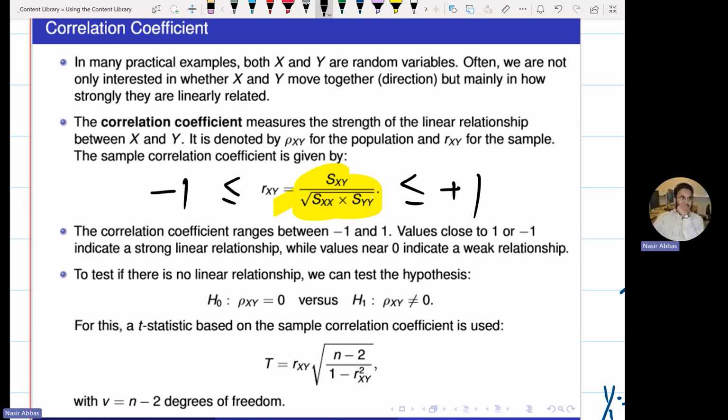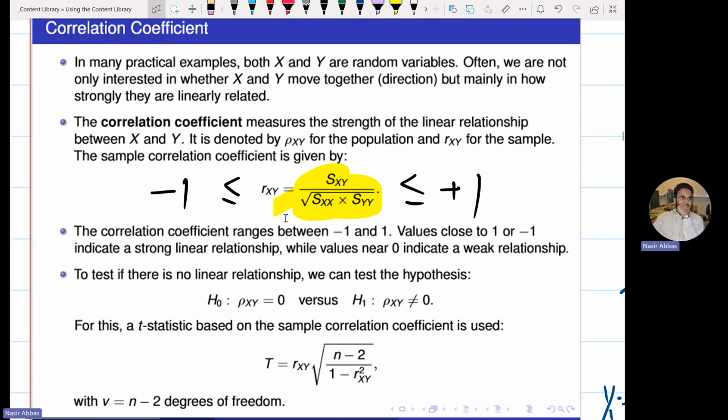One of the things that students usually get wrong in the exam: you get a question that says if x decreases, y also decreases. Is this a positive relationship or a negative relationship? It's positive, not negative. If x decreases and y also decreases, they are moving in the same direction. Correlation should be positive in this case.